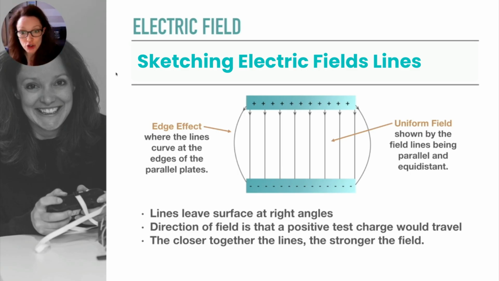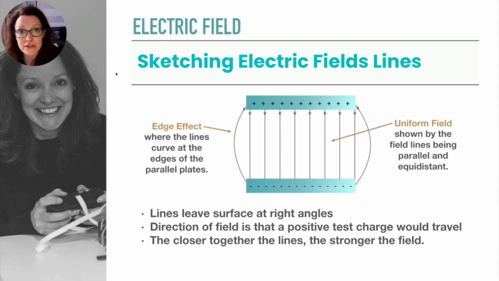What you should make sure you do when you're drawing a uniform field line is that the lines should still leave the surfaces at right angles. And if you look at my positive plate there, you'll see that the line leaves the surface at a right angle. The direction of the field is still the direction that a positive test charge would flow. So if we held a positive test charge in this field, it would be immediately repelled from the positive and attracted towards the negative. So it makes sense that our field lines are straight down from positive to negative.